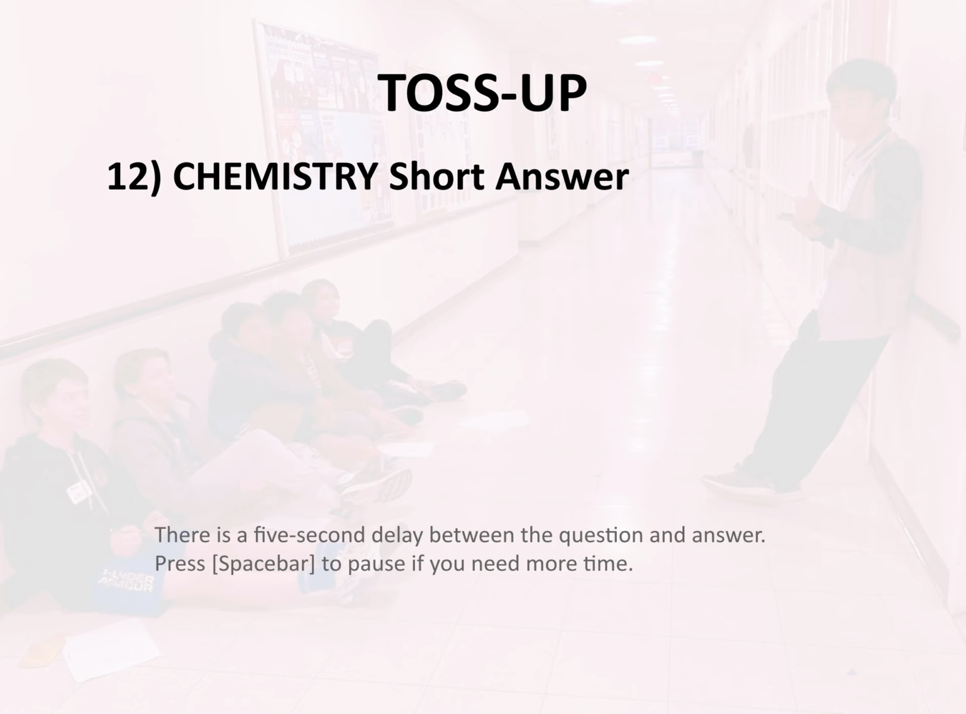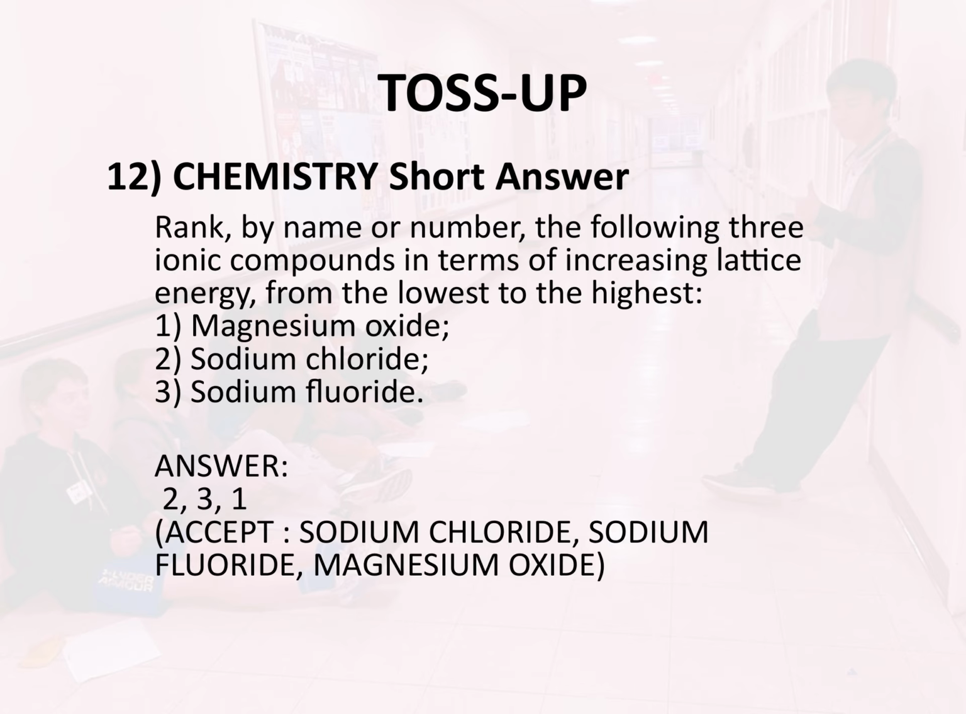Toss-up 12. Chemistry. Short answer: rank, by name or number, the following 3 ionic compounds in terms of increasing lattice energy, from the lowest to the highest. 1. Magnesium oxide. 2. Sodium chloride. 3. Sodium fluoride. Answer: 2, 3, 1.